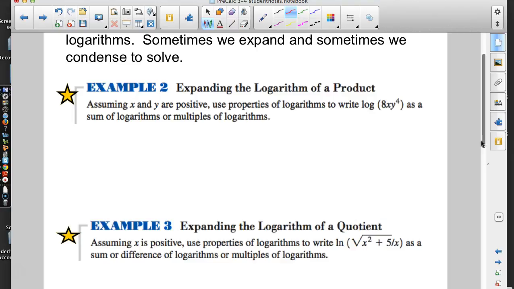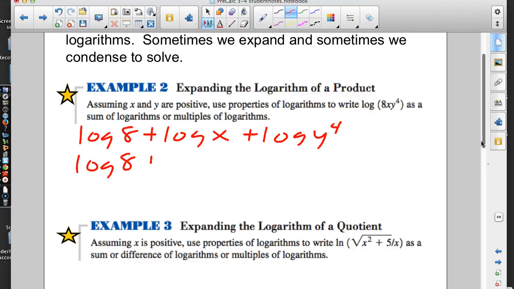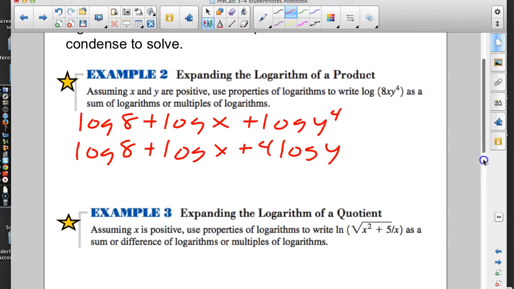So multiplication in logarithm language is what? Addition. Log of 8 plus log of x plus log of y to the 4th. Now there's no division here, so I don't have to worry about changing division into subtraction, but I do have the power, and that power is multiplication. So log of 8 plus log of x plus 4 log of y, and it's only with that term because that's the only one that had the 4th power. That was it. Let's go to example 3.